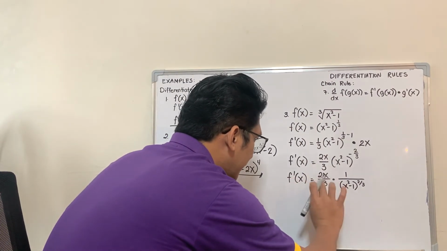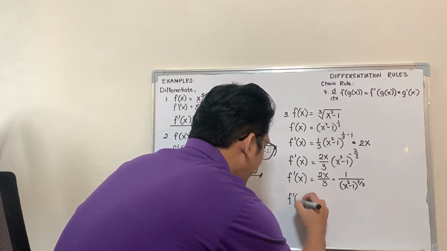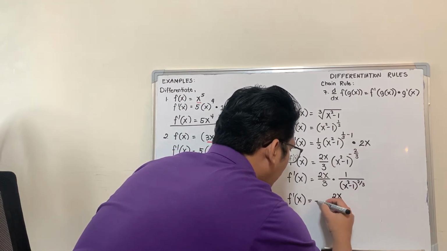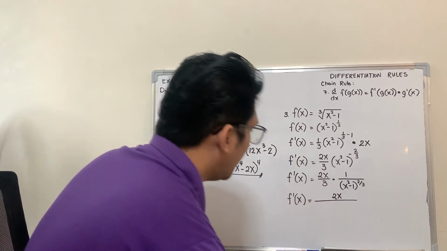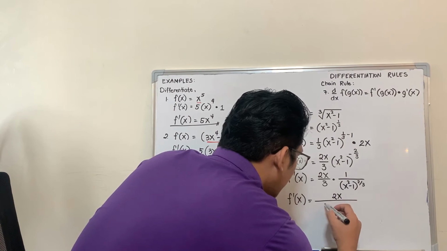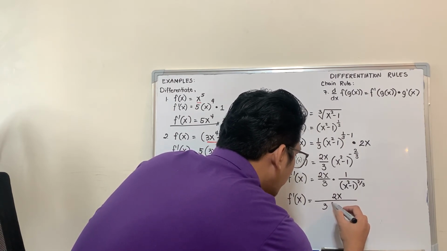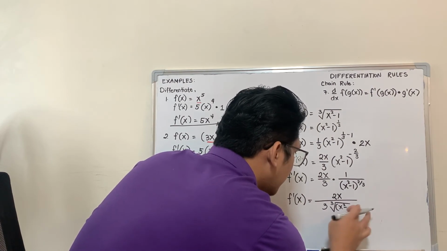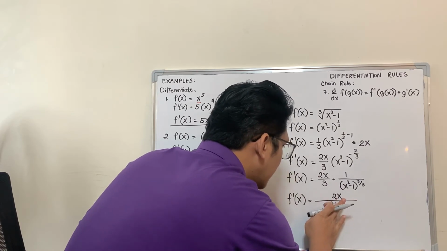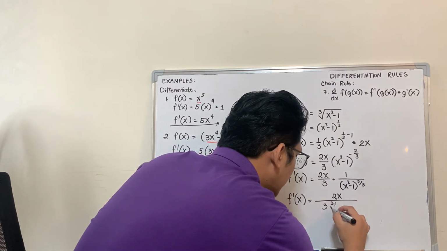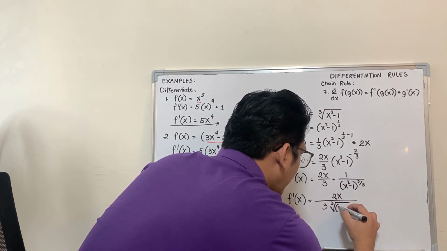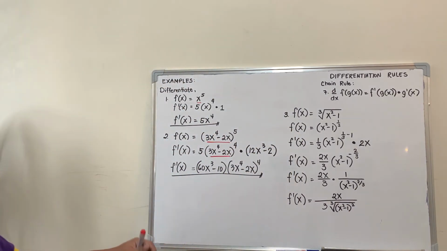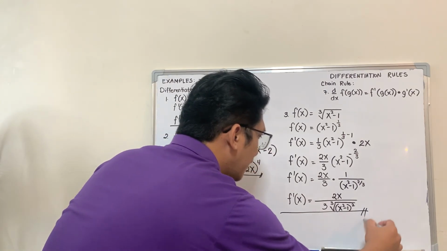From here, you can just apply the multiplication of fractions. F prime of x here is then equal to 2x all over, we multiply the two, that's 3 cube root of x squared minus 1, all squared. So you have the cube root of x squared minus 1 squared. So this is now the derivative of the function.